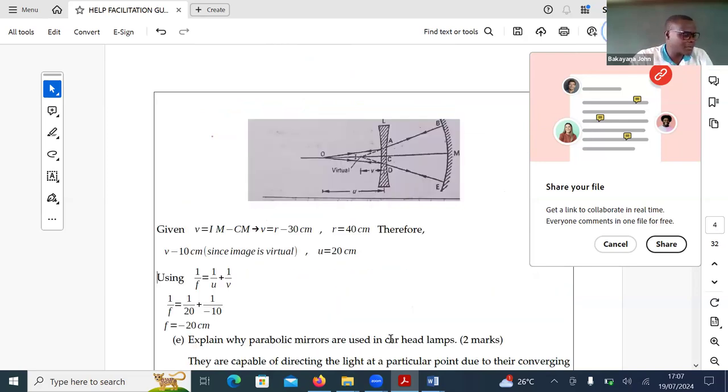Okay, we have a simple question here for part D. Part D says, describe an experiment to determine the focal length of a concave lens. An experiment to determine the focal length of a concave what?